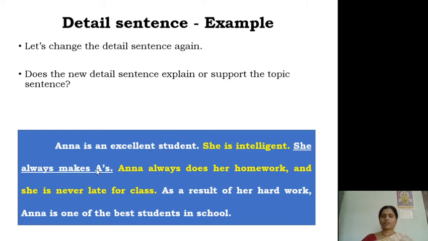Of course, it is telling something about the grades that she gets. So this is relevant to the topic sentence. Whatever detailed or supporting sentence we add to the paragraph should support the main idea, and this detailed sentence supports the main idea, so it is an appropriate one. This is the best example of adding detailed sentences.